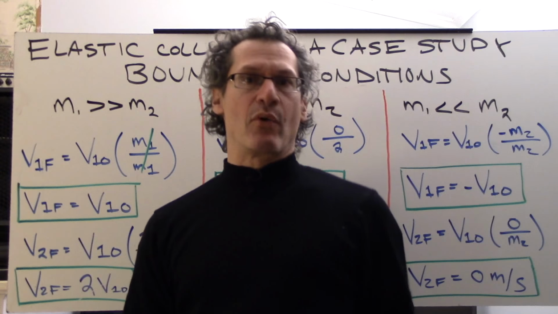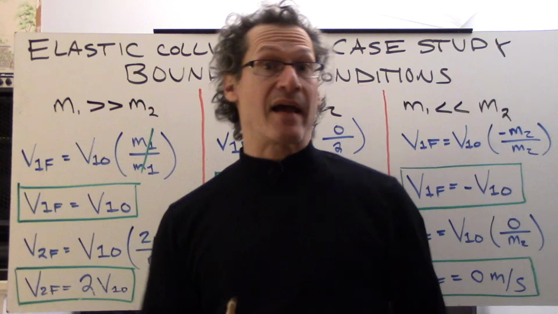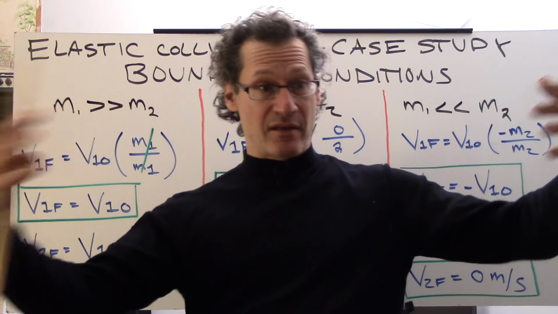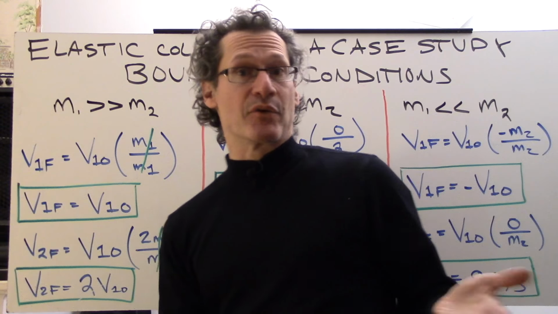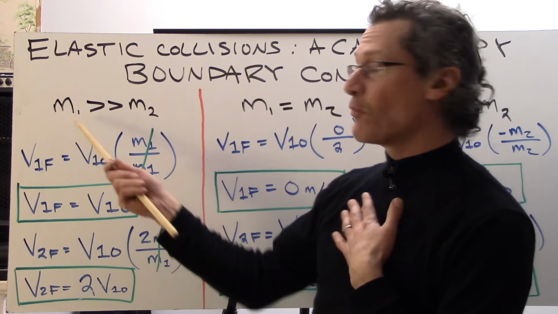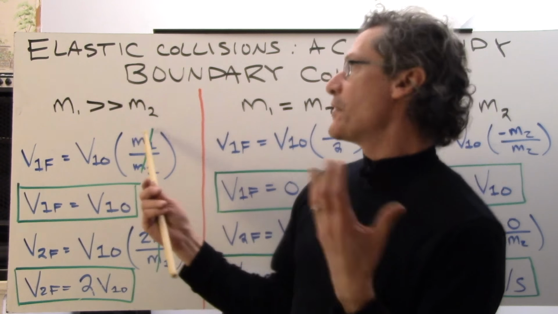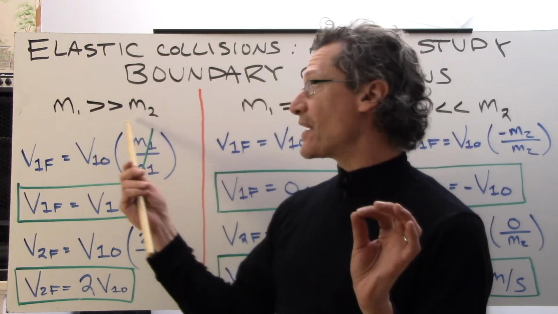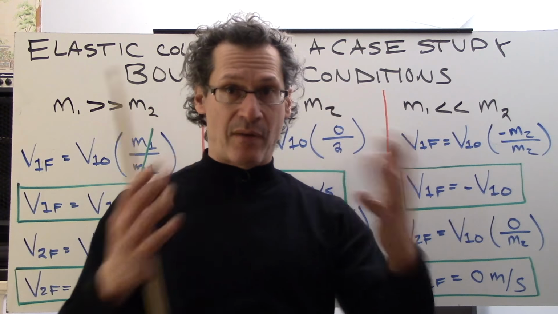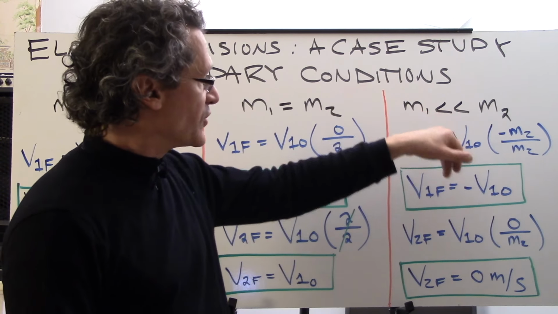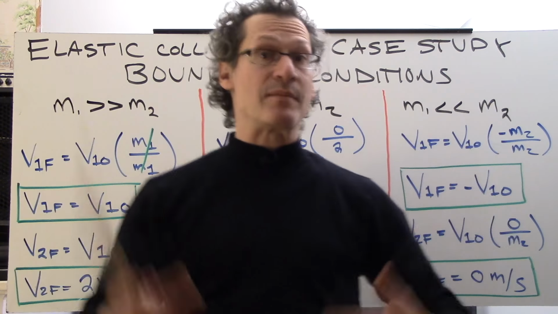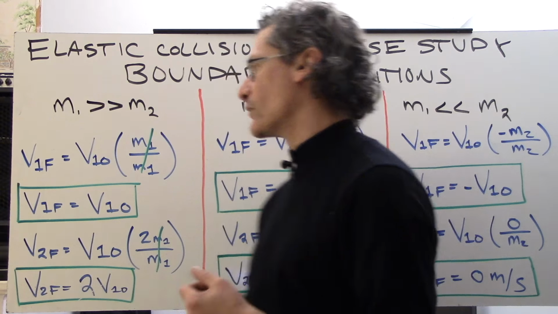Alright peeps, let's continue our case study by looking at some boundary conditions. Boundary conditions are situations where we look at the extreme values and a nominal value in the middle and see what's going on. The first condition is that m1 is way, way bigger than m2. m2 is tiny compared to m1. Then m1 equals m2, the nominal condition in the middle. And also m1 is really, really small compared to m2. We're going to look at these extremes to understand the behavior of the system overall and what it means.